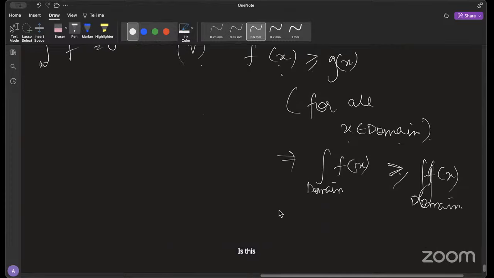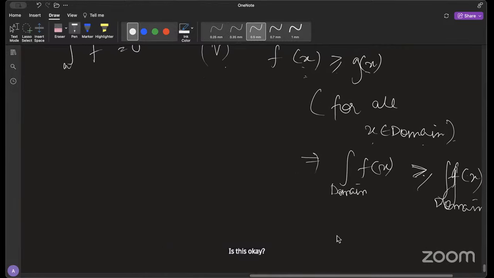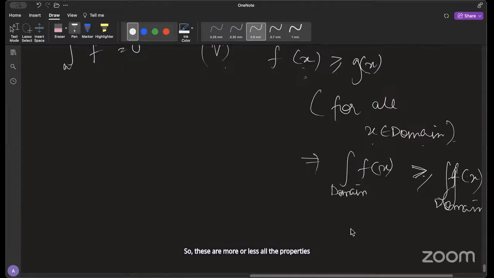Is this okay? So these are more or less all the properties for definite integrals. Yeah, and then we're left with integration by parts.